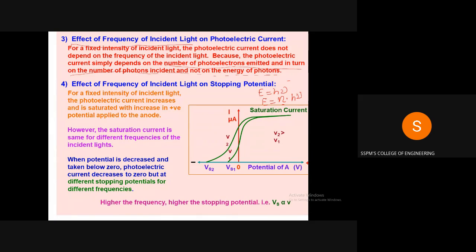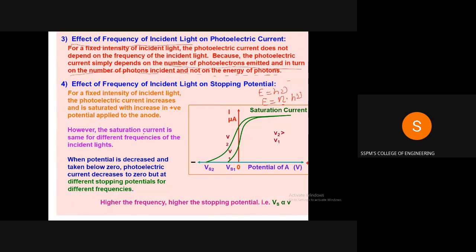Effect of frequency of incident light on stopping potential. For a fixed intensity of incident light, photoelectric current increases and is saturated with increase in positive potential applied in between cathode and anode.